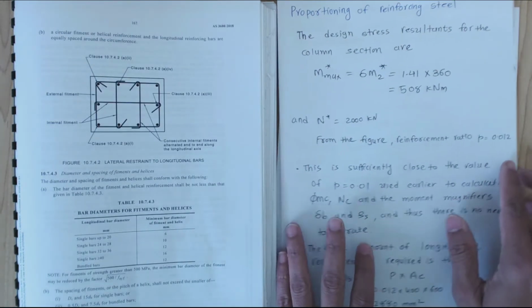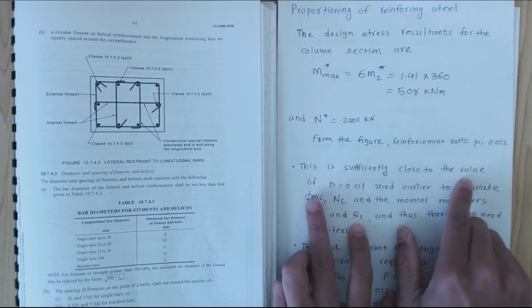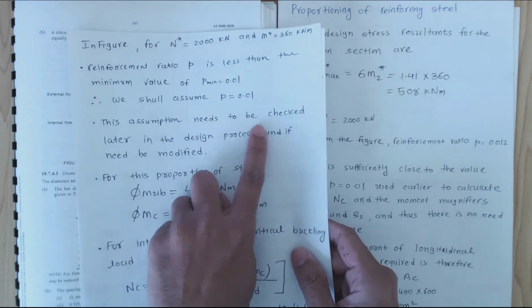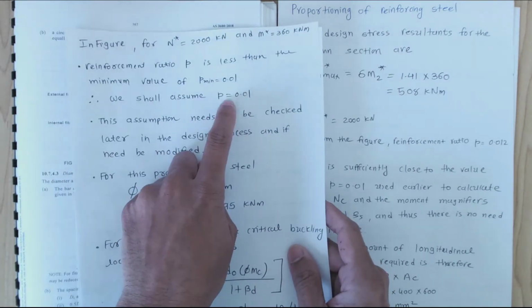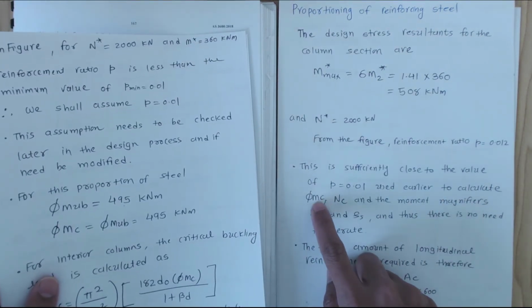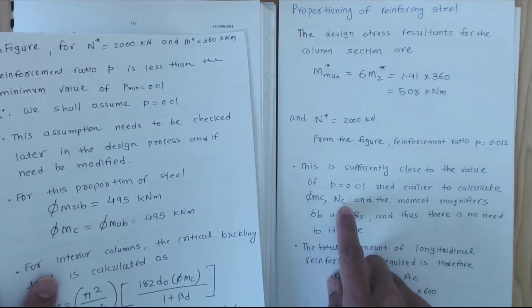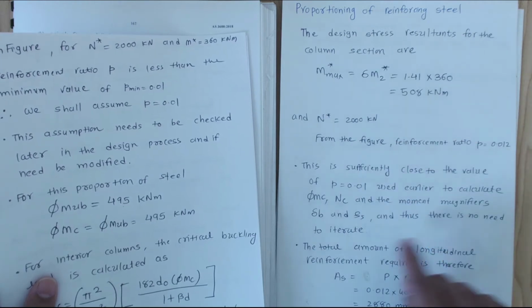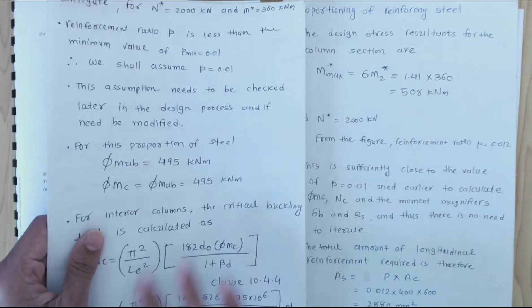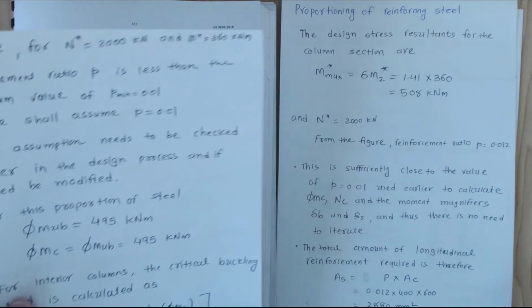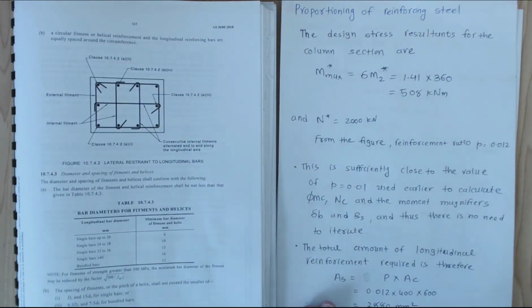So we take rho equal to 0.012. This is sufficiently close to the value of rho 0.01 that we assumed. If you remember, we had assumptions that needed to be checked later, so we are checking it right now that it should be around 0.01. We used that 0.01 in the calculation of the buckling loads, moment magnifier, delta b and delta c. If this has a big difference, we need to iterate and go over the process again to make sure the assumed value is close. Now that's good, so we validate the assumptions.